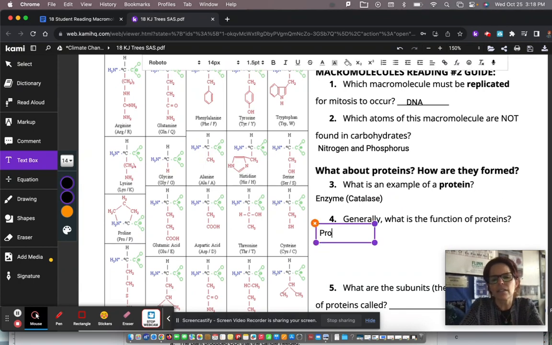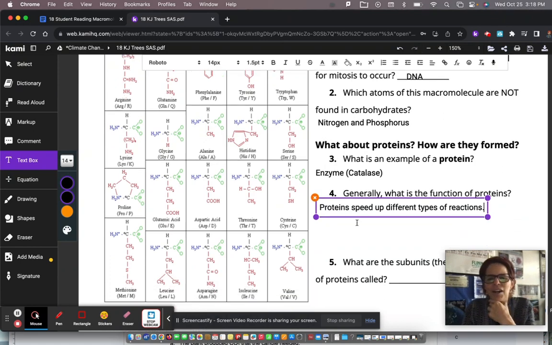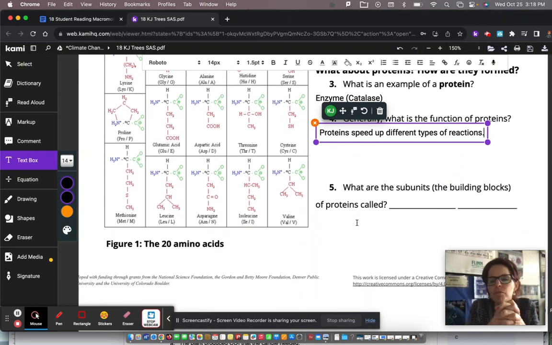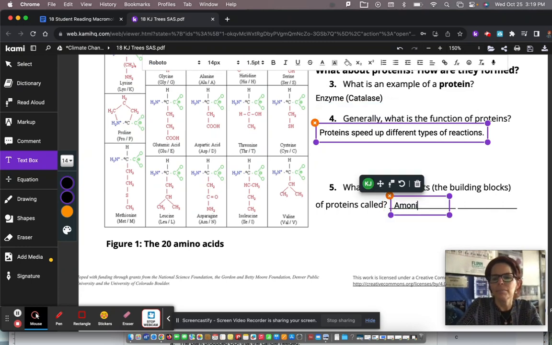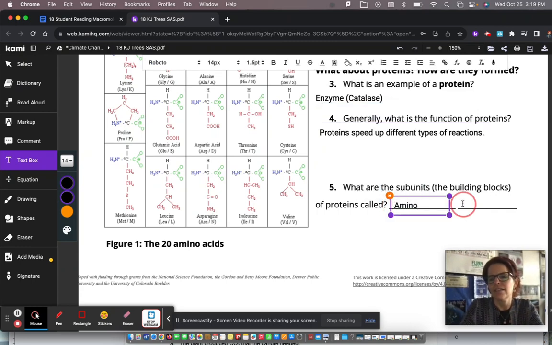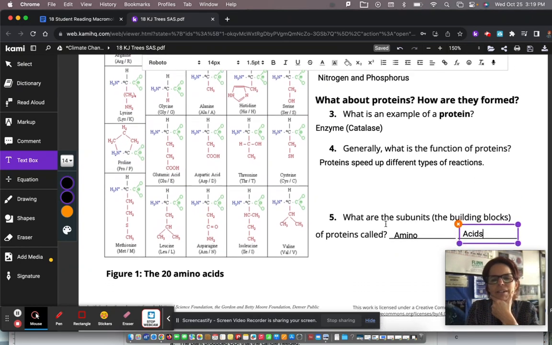So proteins, in the form of enzymes, speed up different types of reactions. I've got to spell reactions right. There we go. Okay, number 5. What are the subunits or the building blocks of proteins called? Well, there's 20 of them, ladies and gentlemen, and I see it right there on the screen. Figure 1 says the 20 amino acids. There we go. There's 20 amino acids. These are the 20 amino acids.